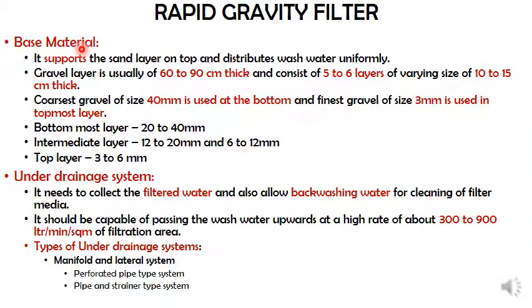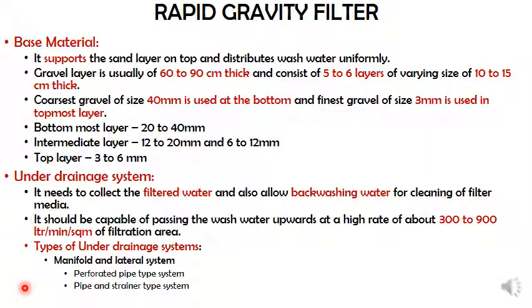Base material. This base material supports the sand layer on top and distributes the water uniformly. It is similar to the slow sand filter we have studied. The gravel layer is usually 60 to 90 centimeters thick, and it consists of 5 to 6 layers of varying size. The coarsest gravel of size 40 mm is used at the bottom, and the finest gravel of size 3 mm is used at the topmost layer.